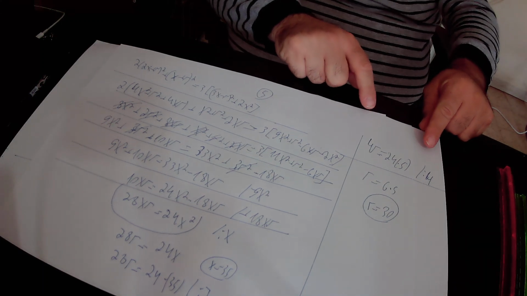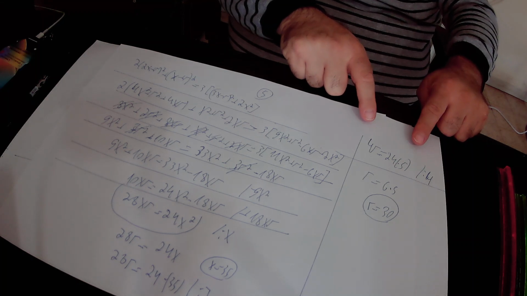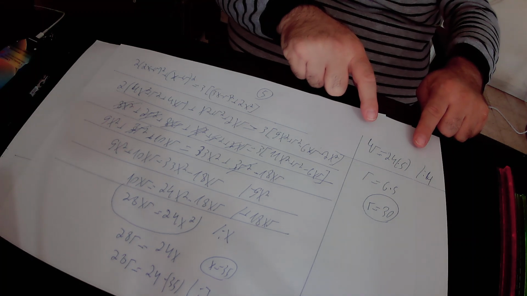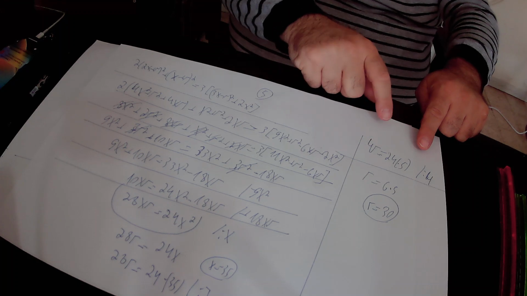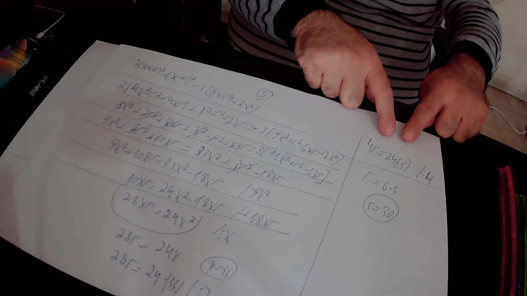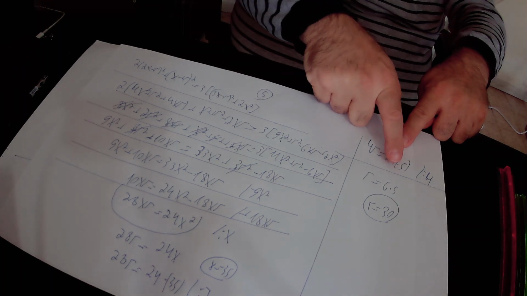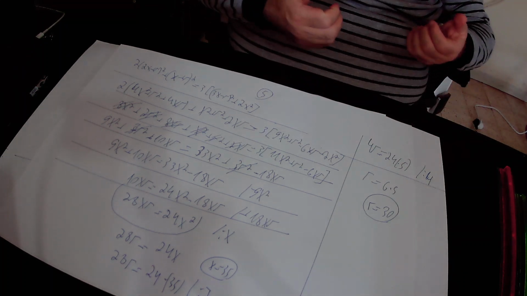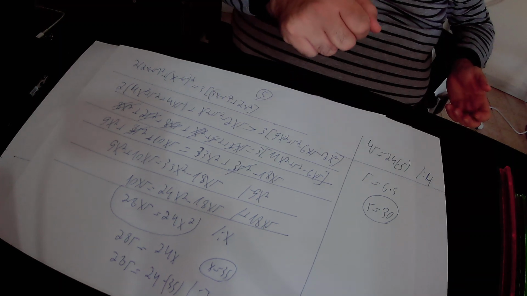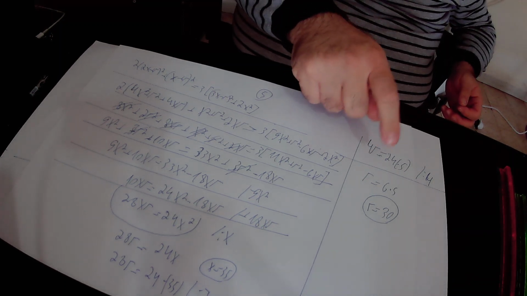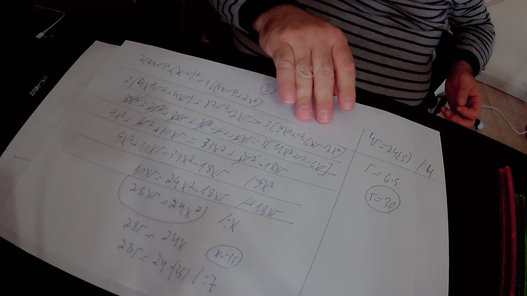Here we divided this equation by 4 and found that 4r over 4 is r. And here we have 24 over 4 is 6. So in total, on this side of the equation we have 6 times 5. So in conclusion, r equals 6 times 5. 6 times 5 is 30. So r equals 30 units. That is the answer to our question.